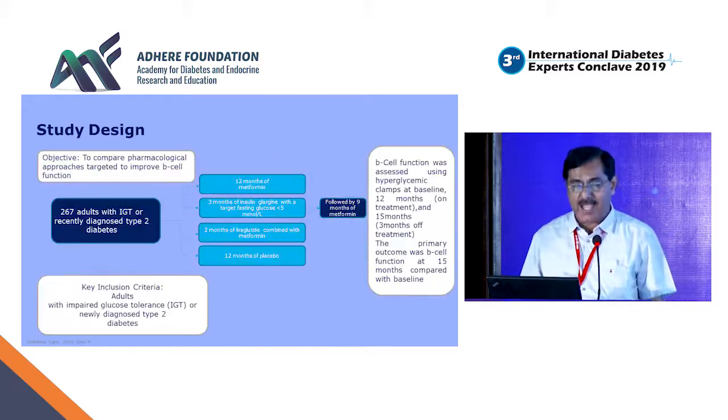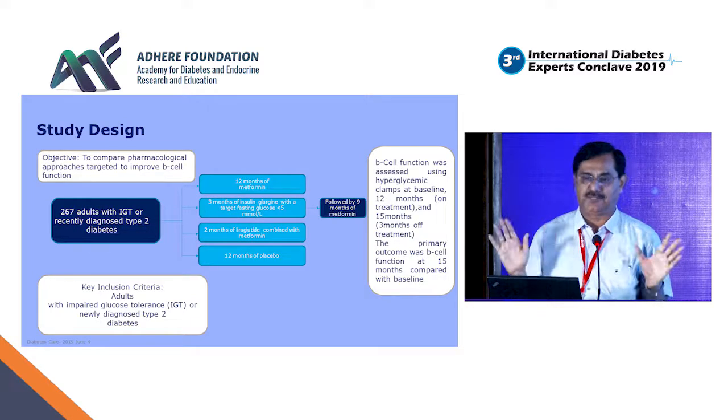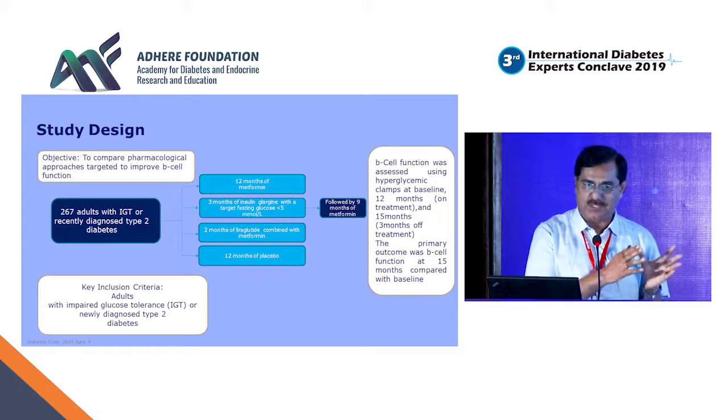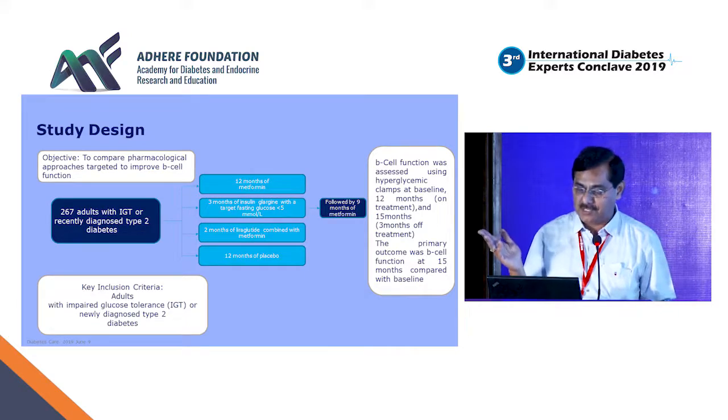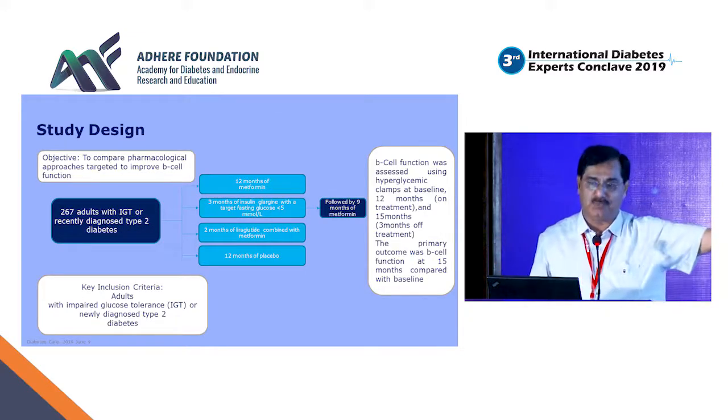And then finally coming to the pharmacological interventions with the drugs which we treat our patients day in and day out. And this is a 4-armed study. The first arm is 1 year of metformin. The second arm, as I said earlier, 3 months of insulin, basal insulin, followed by 9 months of metformin. And then the third arm here is liraglutide for 2 months, then followed by metformin, and it's a placebo control. The fourth arm is placebo.